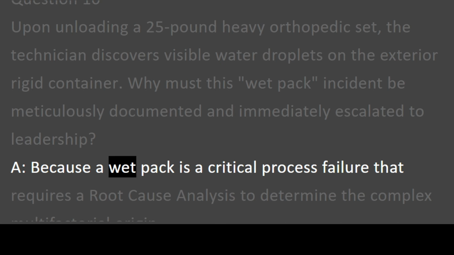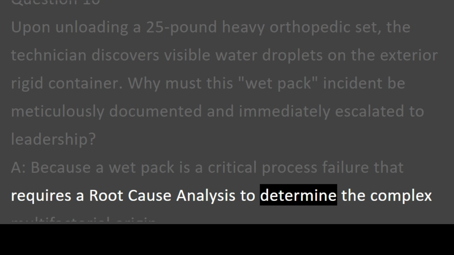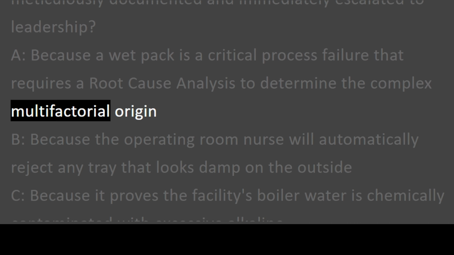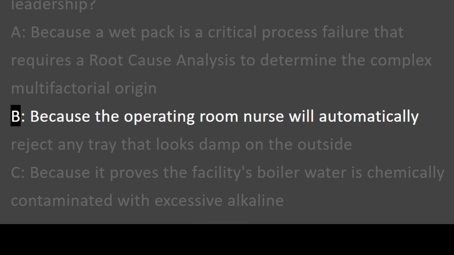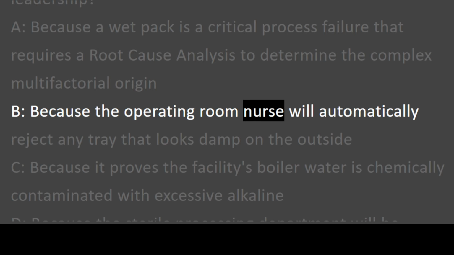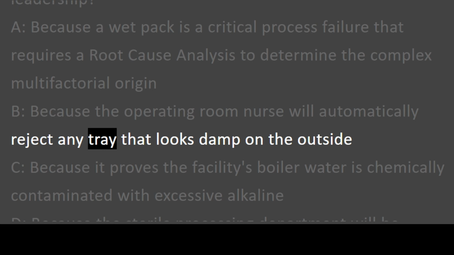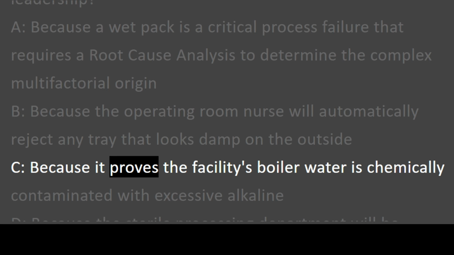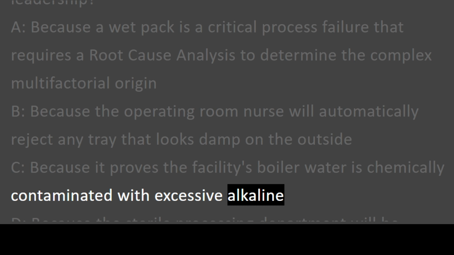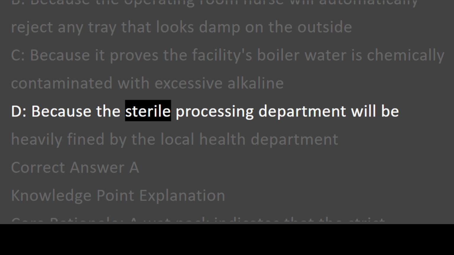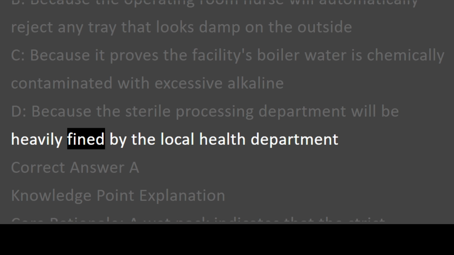A. Because a wet pack is a critical process failure that requires a root cause analysis to determine the complex multifactorial origin. B. Because the operating room nurse will automatically reject any tray that looks damp on the outside. C. Because it proves the facility's boiler water is chemically contaminated with excessive alkaline. D. Because the sterile processing department will be heavily fined by the local health department.